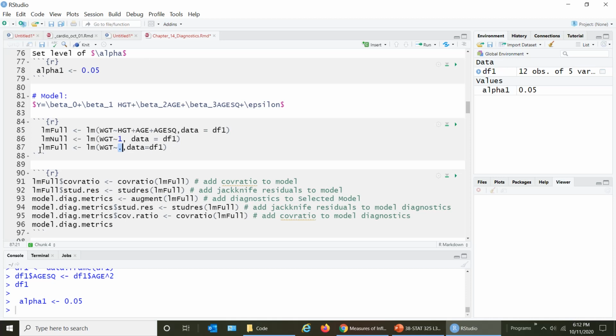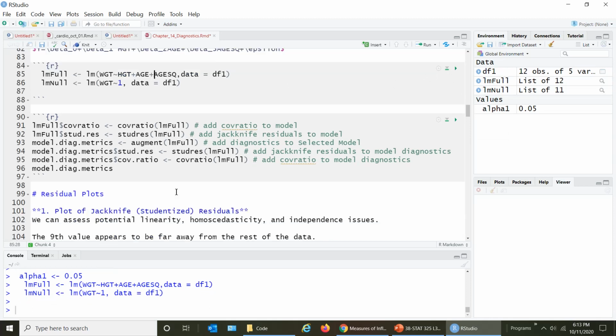Then you could just put this period. And that's a much shorter and easier way to do this rather than writing out all of the variable names with plus signs in between them, which is not too bad with 3, but when you have 20 or 30, it becomes a little more difficult. Now, I also have the null model in here, but we're not going to use it in this video. So I'm going to run this, and now I have my model.